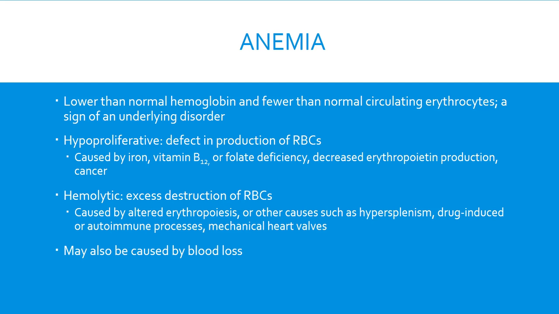So for anemia, this is lower than normal hemoglobin and fewer than normal circulating erythrocytes, and a sign of underlying disorder. So hyperproliferative, it's a defect in production of red blood cells. It's caused by iron, vitamin B12, or folate deficiency. It's decreased erythropoietin production and such things as cancer. Hemolytic, which is the excess destruction of red blood cells.